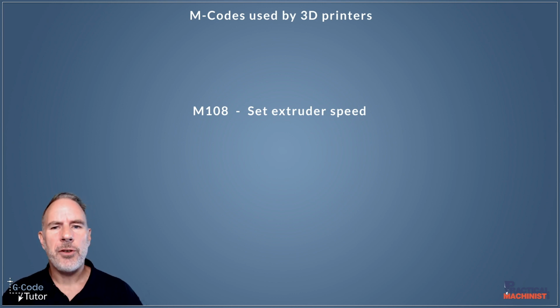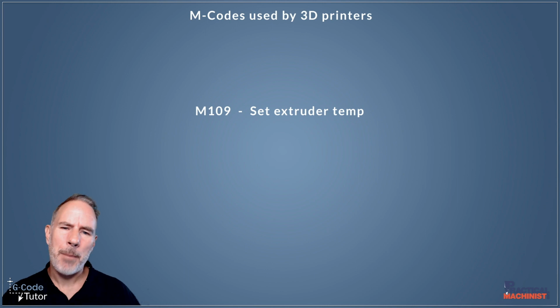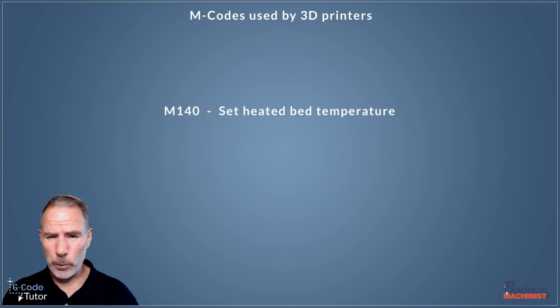And of course, our extruder has a range of temperatures. We have to change the temperature depending on the material we are printing with and many other factors with 3D printing. So M109 sets our extruder temperature. And in much the same way, we have a heated bed on 3D printers as well that enables our part to stick to the bed while we are printing it. So M140 sets our heated bed temperature.